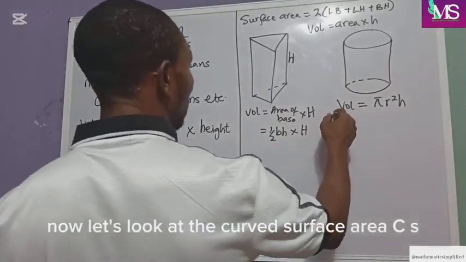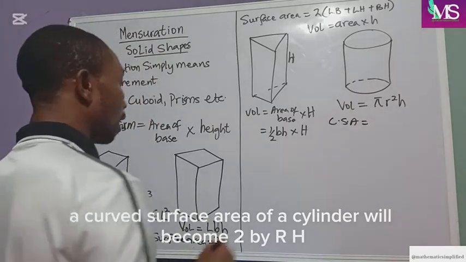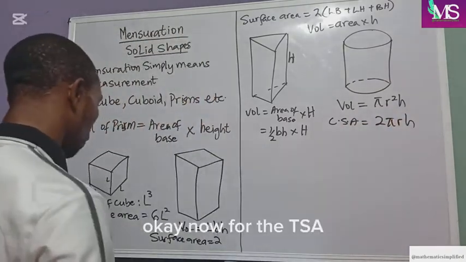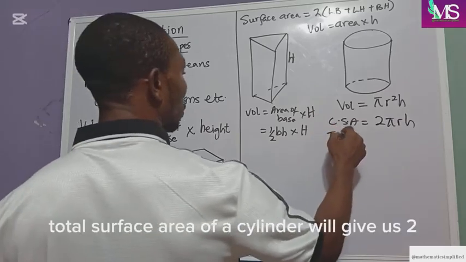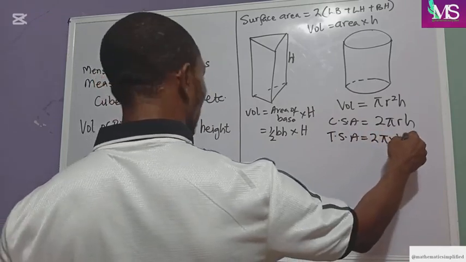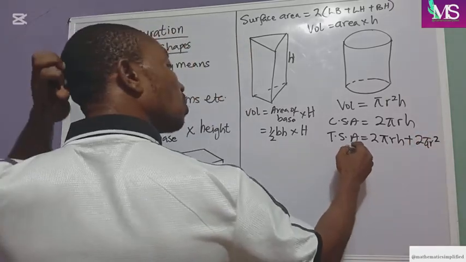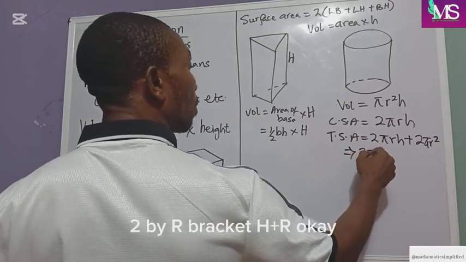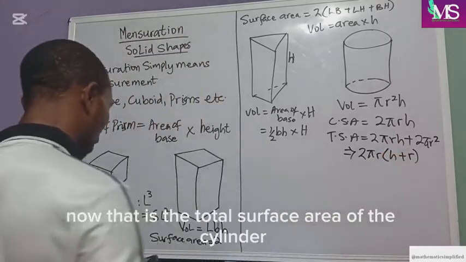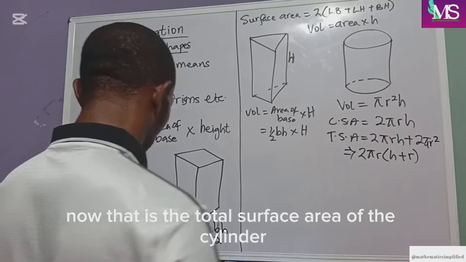Now let's look at the curved surface area, CSA. Curved surface area of a cylinder will become 2 pi r h. Okay, now for the TSA, total surface area of a cylinder will give us 2 pi r h plus 2 pi r squared. Now this will give us 2 pi r bracket h plus r. Okay, now that is for the total surface area of a cylinder.